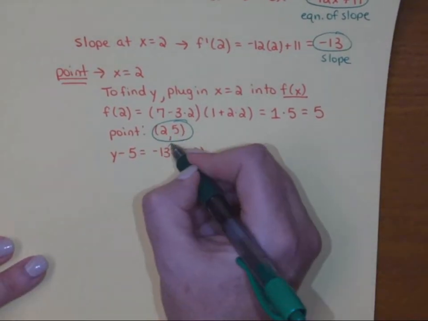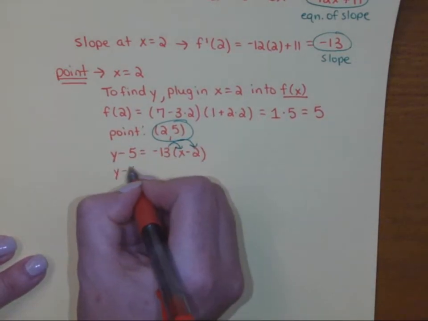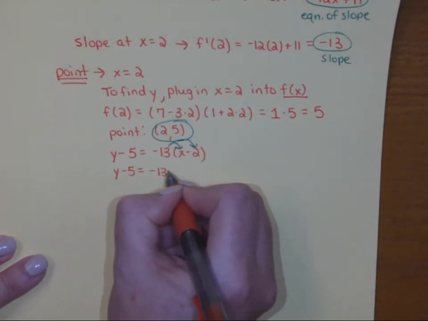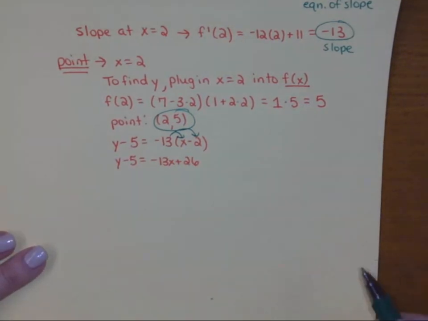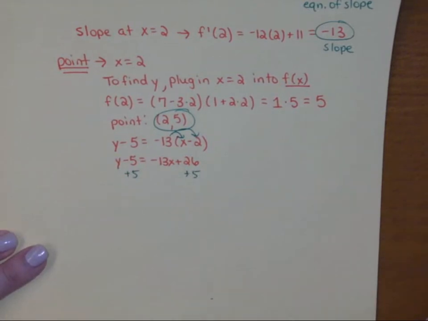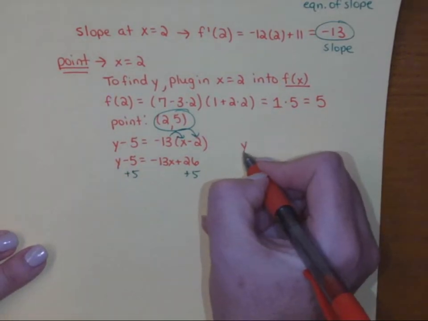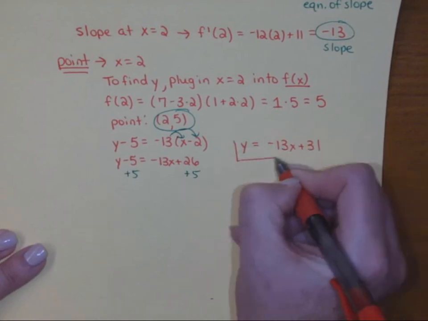And then we'll just do a little bit of arithmetic, right? So we're going to multiply through here. So we get y minus 5 equals negative 13x plus 26. And then last but not least, add 5 to both sides. So in the end, we get the equation of the line to be y equals negative 13x plus 31.